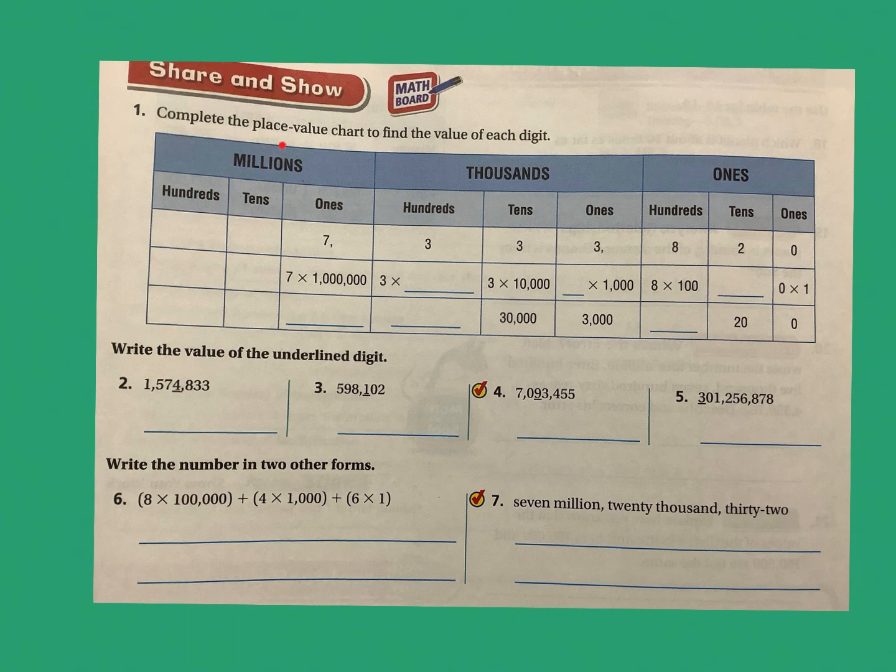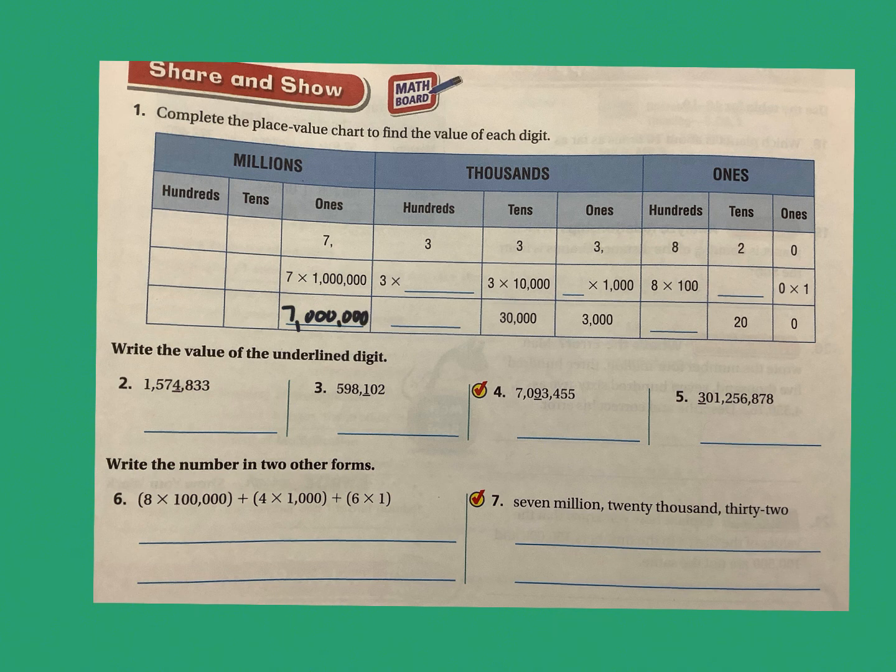They first want us to complete the place value chart to find the value of each digit. So we have 7 in the 1 millions place, 3 in the 100,000s, 3 10,000s, 3 1,000s, 8 hundreds, 2 tens in the ones area, and 0 ones. So here's the number we have. This is 7 times 1 million, which is 7 million.